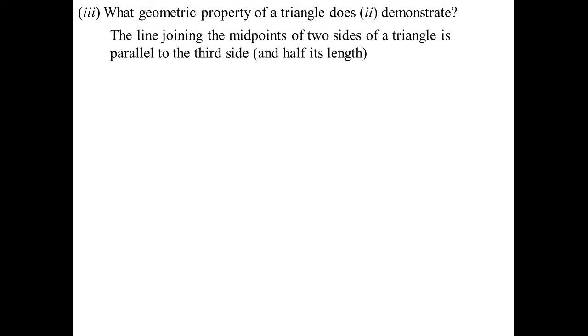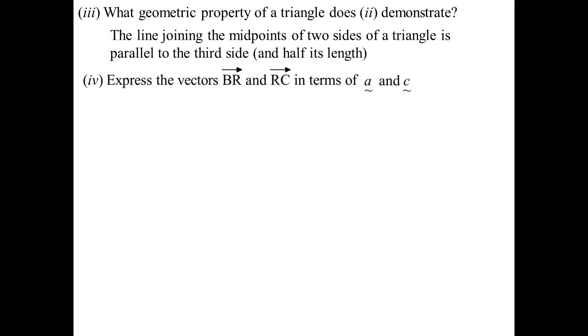Okay, well it tells me this. If you join up two midpoints of a triangle, then the line you draw has got to be parallel to the third side. Because we ended up with vectors that were basically equal but half the length, so they're going in the same direction. So I know they have to be parallel. But the other thing we know, if we're joining a midpoint to a midpoint, then it's also going to be half the length of the third side.